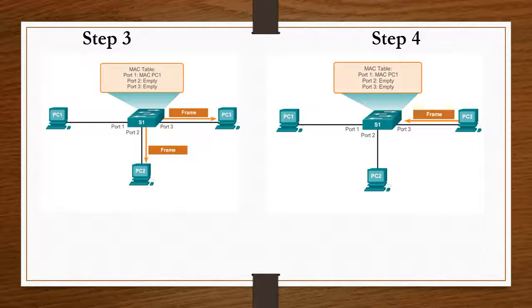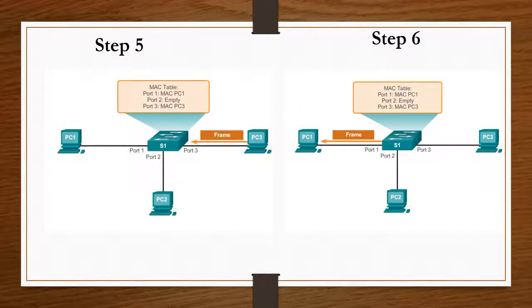Step 4. The destination device replies to the broadcast with a unicast frame addressed to PC1. Step 5. The switch enters the source MAC address of PC3 and the port number of the switch port that received the frame in the address table. The destination address of the frame and its associated port is found in the MAC address table. Step 6. The switch can now forward frames between source and destination devices without flooding because it has entries in the address table that identify the associated ports.